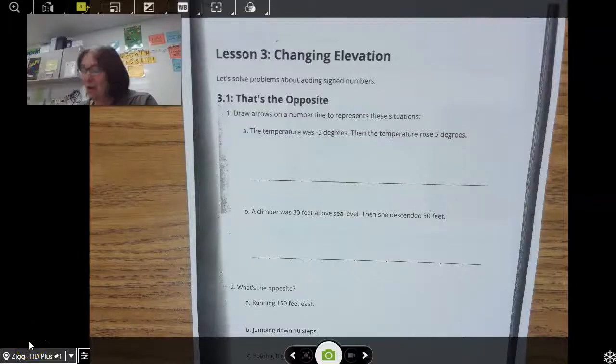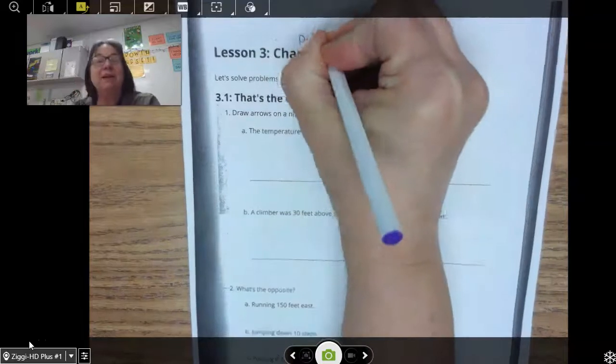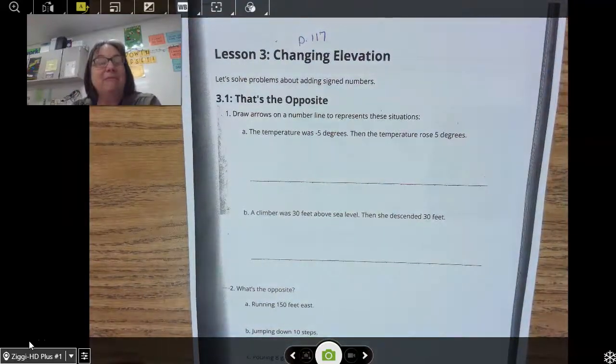Hi Falcons, today we're going to be discussing lesson 3, which is about changing elevation. It is on page 117 of your workbook. That's the page we are on. Follow along with me please and take notes as we go.